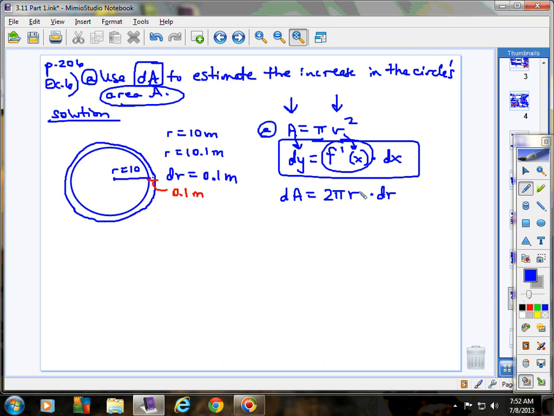Alright, so now there's our formula, and we just got to put our numbers in. So dA is 2 times pi times r, here's r, times 10, times dr, here's dr. We had to subtract to get dr. We don't want to use 10.1, which is a common mistake. It says the change in r is 10.1. No, the change was only 0.1 because we started out at 10. So dr is 0.1. 0.1 is really a tenth. So 1/10 times 10, those would cancel, and that would leave me with 2 pi.